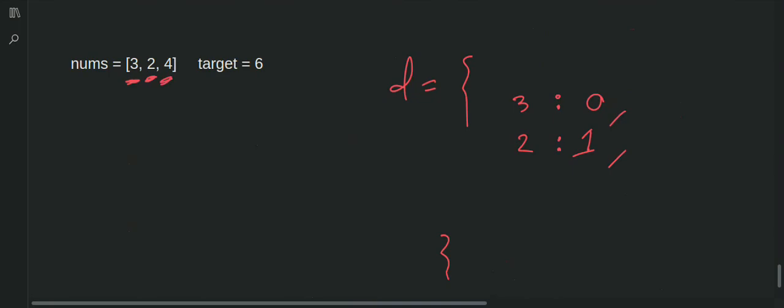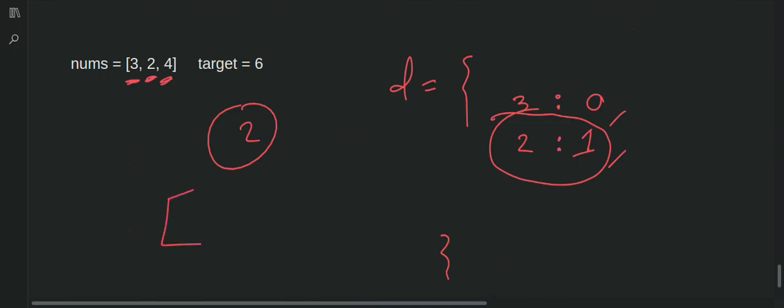We need 2. So we will look in the dictionary whether we have 2 or not, and we can see yes, we have 2 in the dictionary. So immediately we will return 2's index, which is 1, and 4's index, which is 2. This is our answer. I hope you got the idea. So let's code it up.